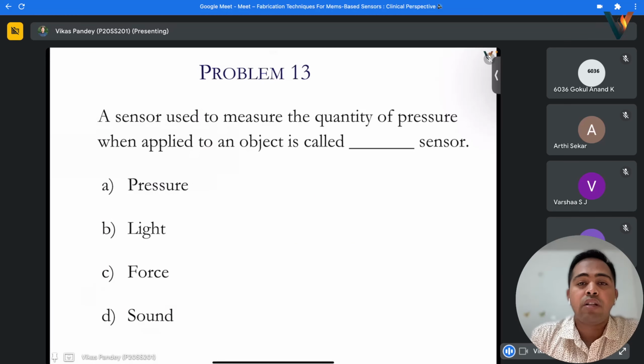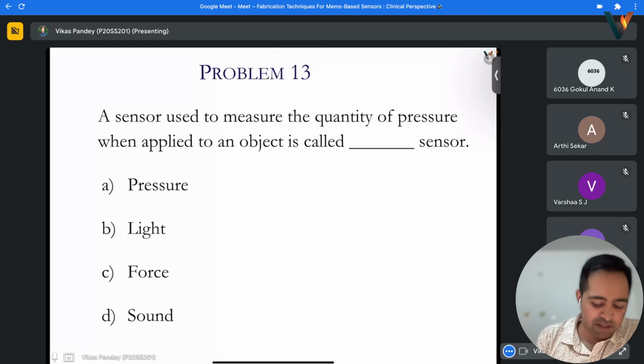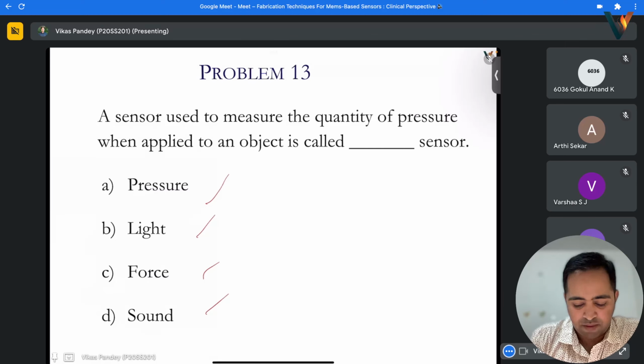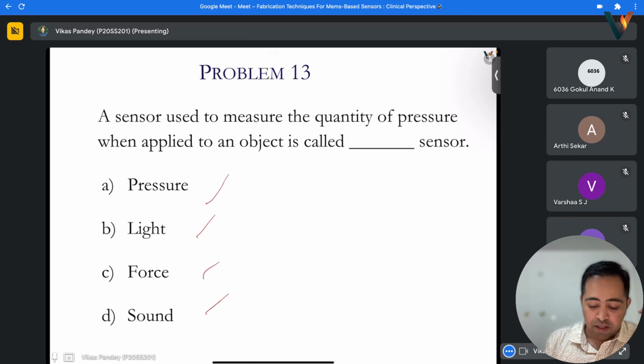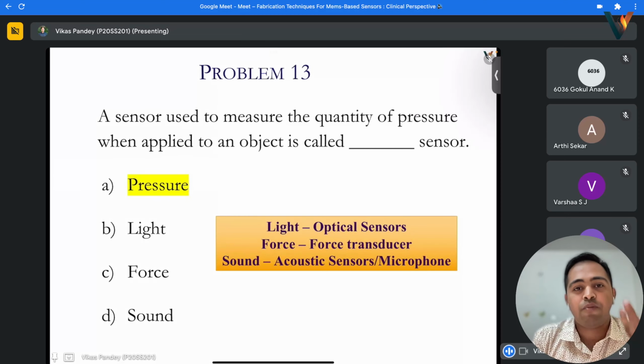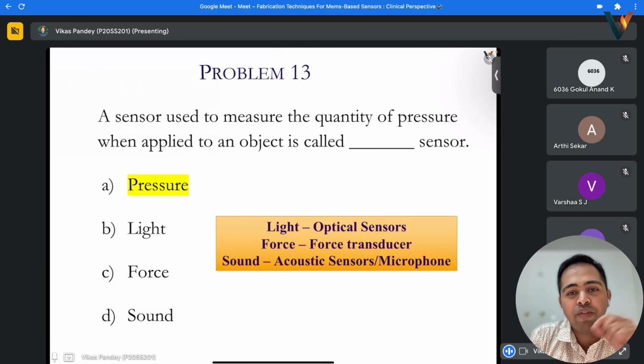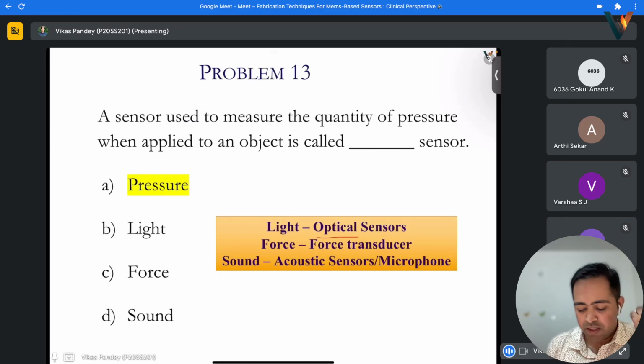A sensor used to measure the quantity of pressure when applied to an object is called a pressure sensor, light sensor, force sensor, or sound sensor. Pressure, certainly, the pressure we are measuring, it's a pressure sensor. But what is a light sensor? If it detects light, what will be the name of that sensor? That will be an optical sensor.